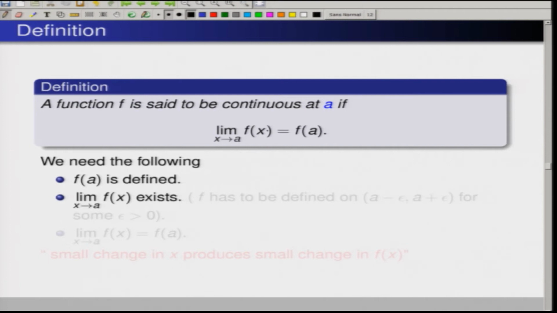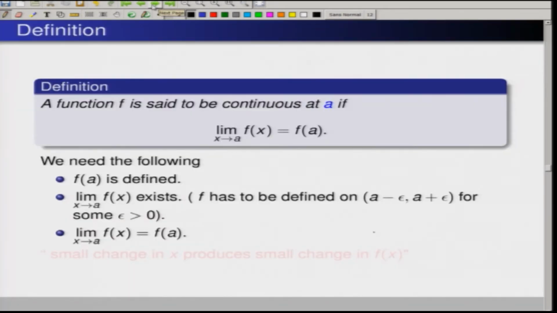That means the limit of f of x, as x goes to a, exists. In order for this to exist, f has to be defined in some neighborhood of a, and f of a is defined. So, it is defined on the entire neighborhood of a minus epsilon to a plus epsilon. Then you can find the limit, and check whether it is equal to f of a or not, since f of a is also defined.